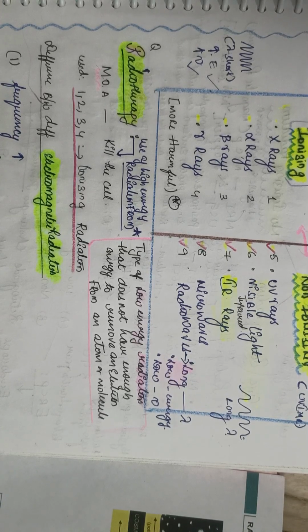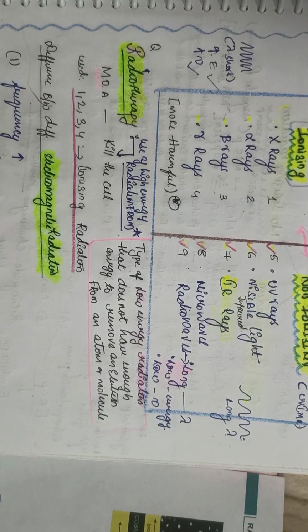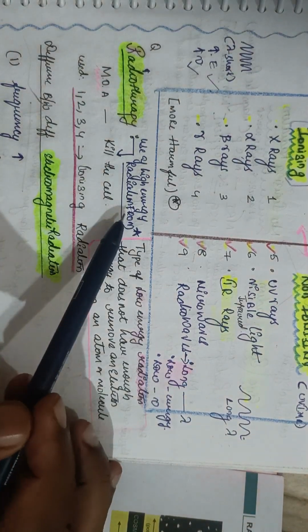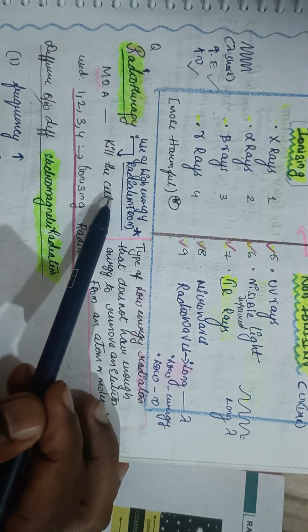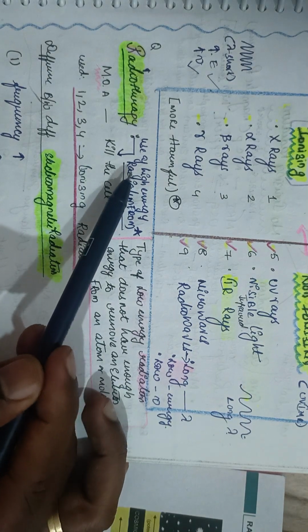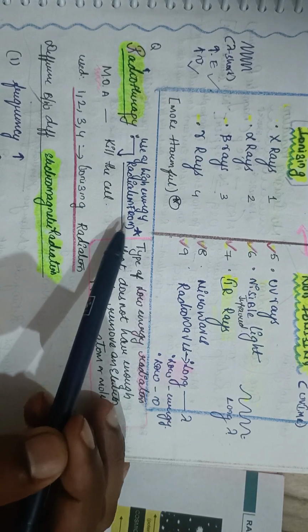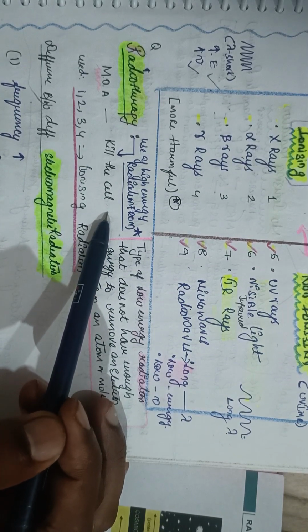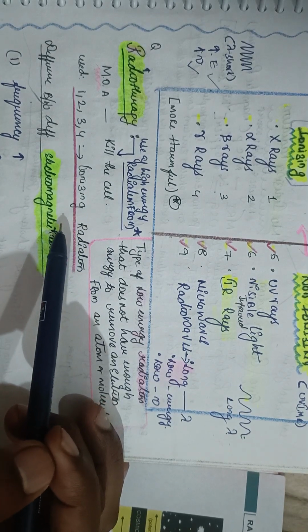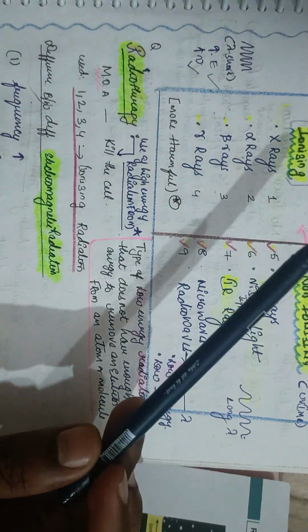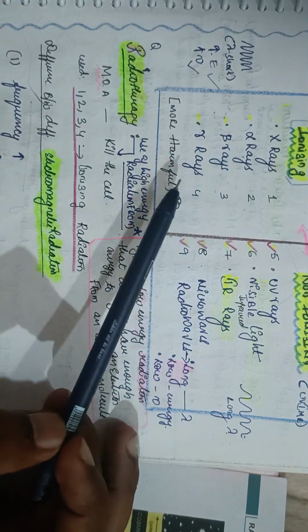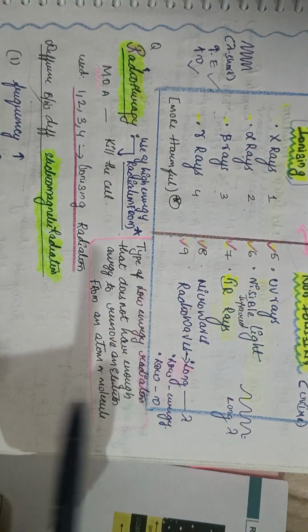What are the high energy radiations which we need to understand? The high energy radiations are these ionizing radiations. This high energy radiation, that is ionizing radiation, is used to kill the cell, right? Radiotherapy is the use of high energy radiation to kill the cells. Now, what can be used for the ionizing radiations? You have alpha, beta, gamma, X-ray. They can be used for radiotherapy.